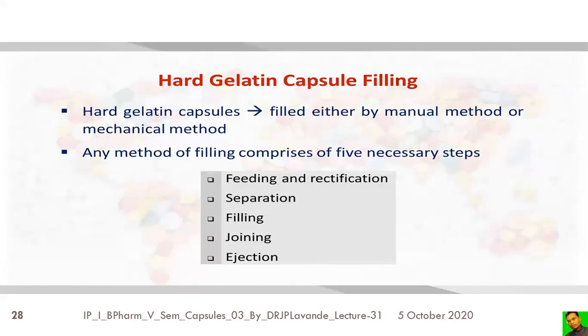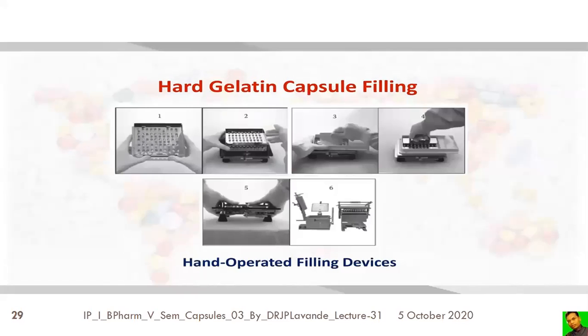Then there is joining. The joining process is nothing but placing the caps over the body, and then there is a slight pressing so that the body gets locked into the cap. And then it is followed by the ejection process. Ejection is the removal of the completely filled and sealed capsules from the plates.